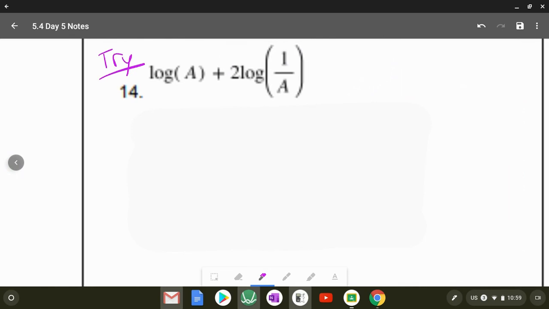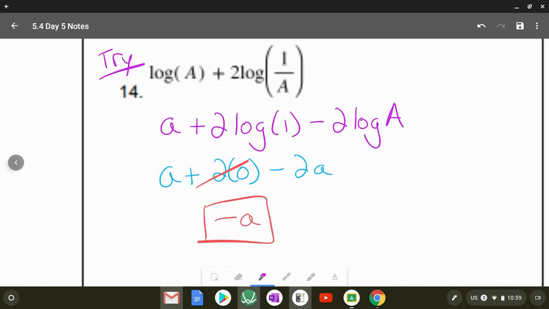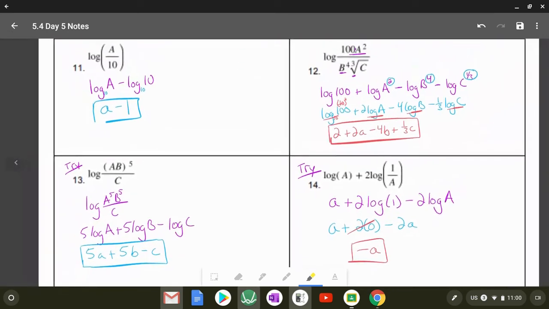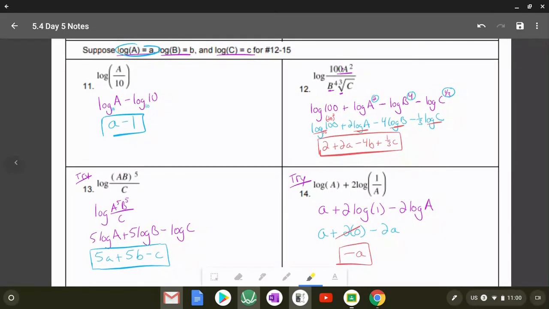For number 14, you only need to split the second one. The first one is equivalent to A. When we split it, this 2 does apply to both the numerator and the denominator. Because when we split it, that log of 1 over A splits to log of 1 minus log of A, but that 2 is being multiplied by both of them. So it's 2 log of 1 minus 2 log of A, and then you can go ahead and finish with the key there. So that's rewriting a condensed log or an expanded log in terms of variables. Again, you'd be given that key like we have at the top of this problem set.